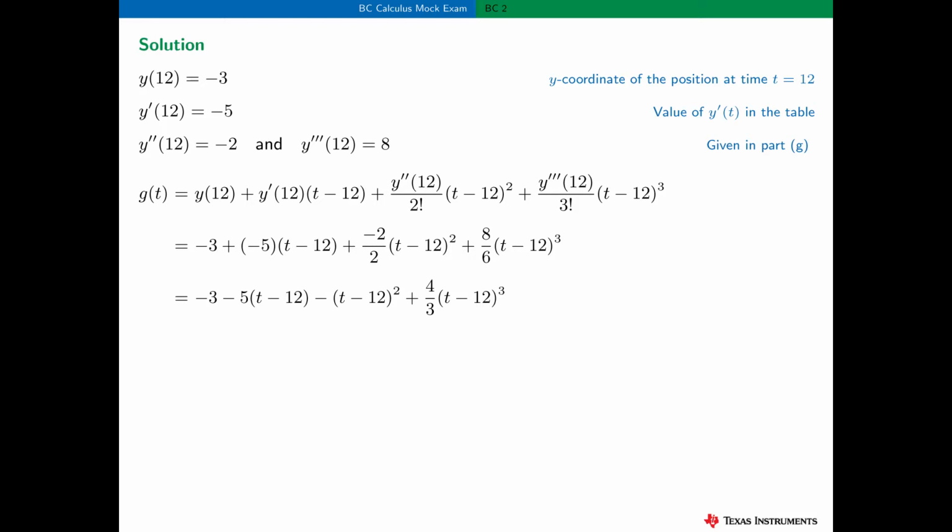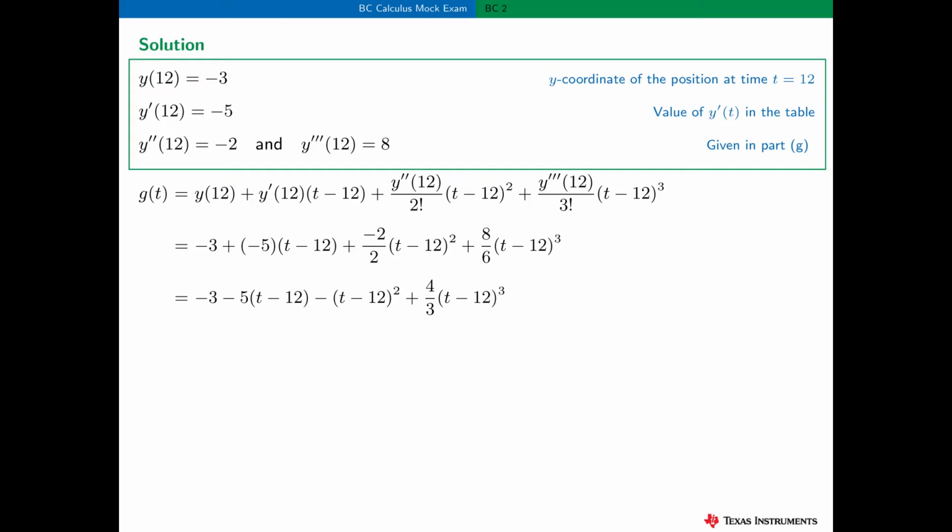And since we want a third-degree Taylor polynomial, we'll need values of y, y prime, y double prime, and y triple prime at t equal 12. All right, let's see. y of 12 is equal to minus 3. This is the y coordinate of the position of the particle at time t equal 12, as given in the statement of the problem. y prime of 12 is equal to minus 5. This value is taken from the table, also given in the problem. And y double prime of 12 is equal to minus 2. y triple prime of 12 is equal to 8. Those two values were given in this specific part of the problem.